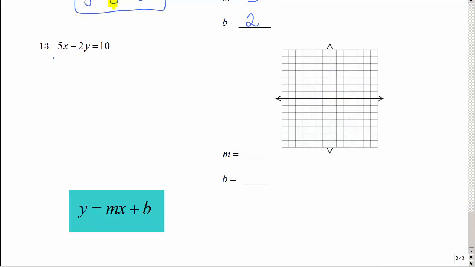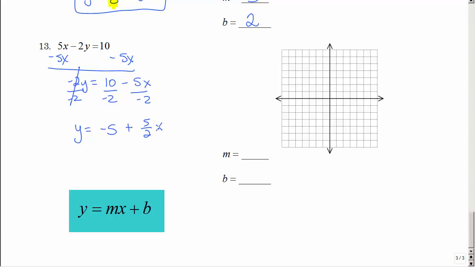Alright, so I want to get y by itself, so I want to subtract 5x. I want to divide everything by negative 2. Negative over negative is a positive. I want to write my x first. And again, I'm looking for that form of y equals mx plus b. Now I know my m is 5/2, and my b isn't 5, but it's negative 5. So I have 5/2 and negative 5.